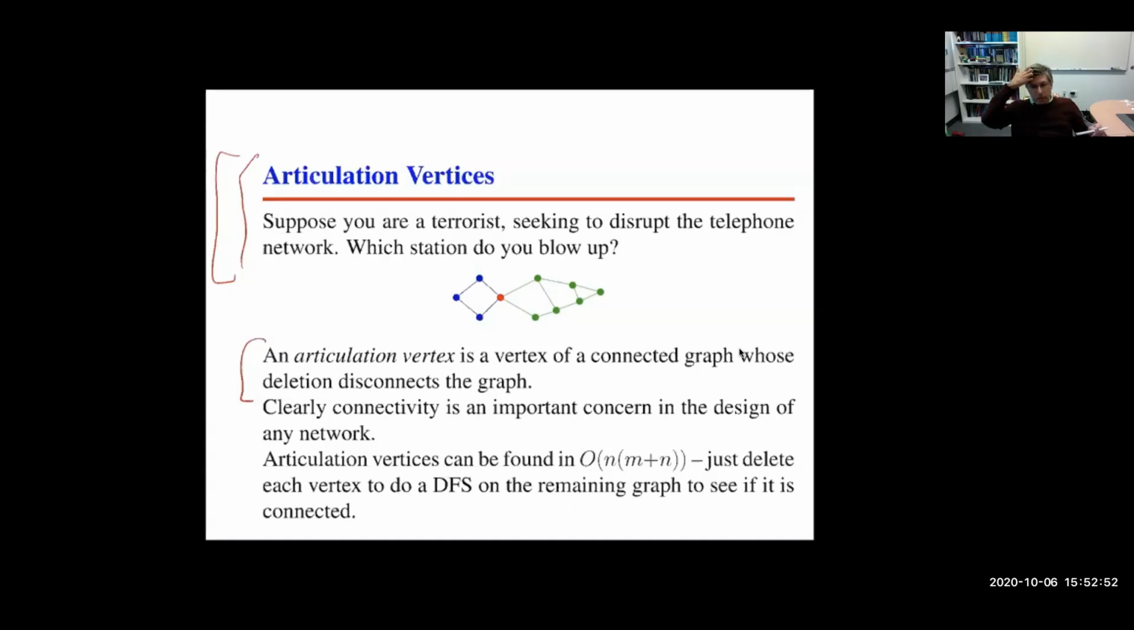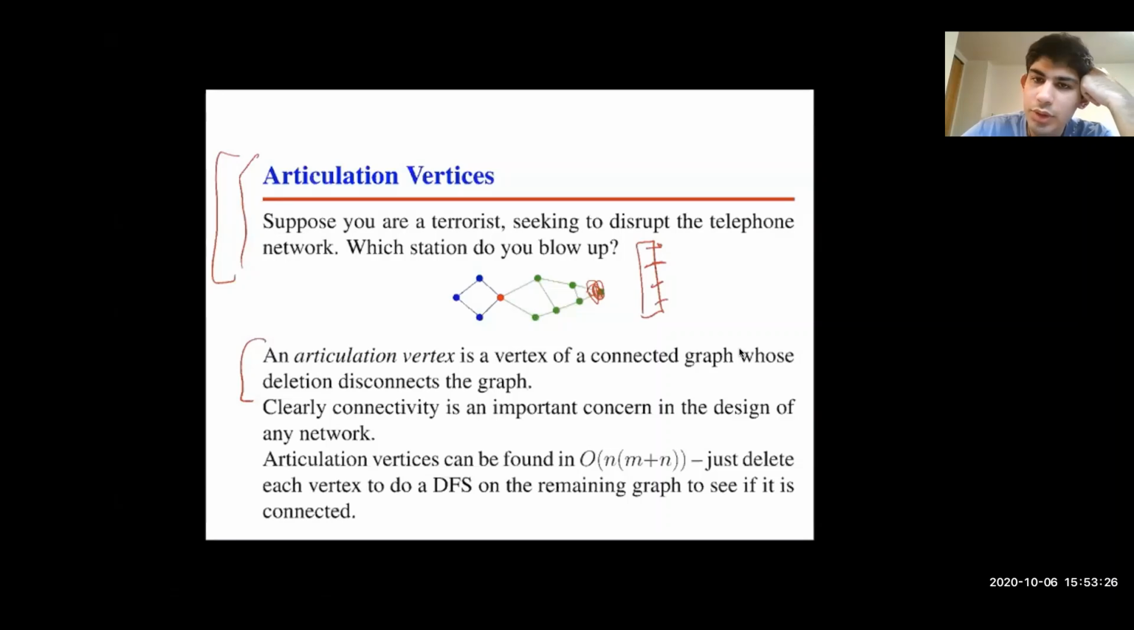An articulation vertex is a vertex whose deletion will disconnect the graph. What if we try taking a vertex, deleting it, and asking whether the graph is connected? How do we delete a vertex from an adjacency list? If I wanted to delete a vertex from a graph, how would I do it? Just take all of the vertices that it's connected to and set those to 0. I basically take the edges adjacent to this vertex and delete them from the graph, right?